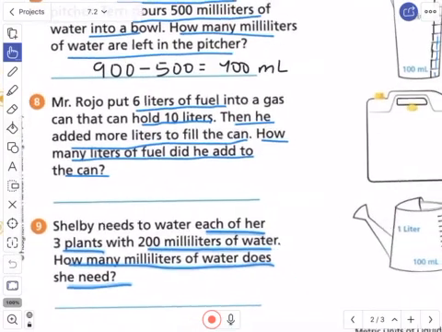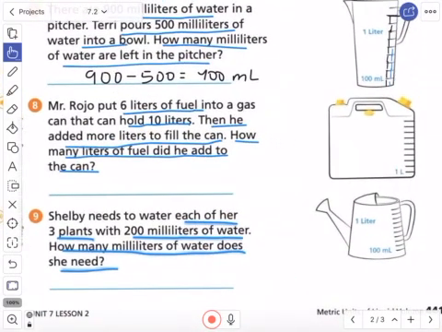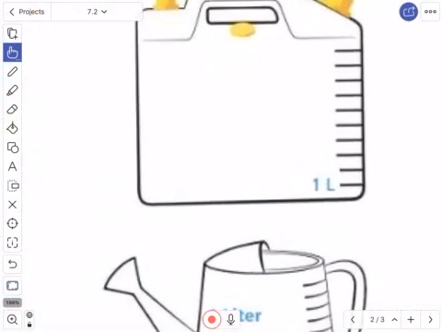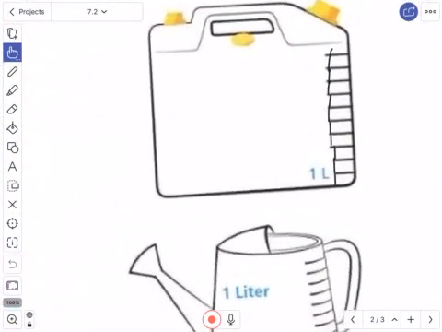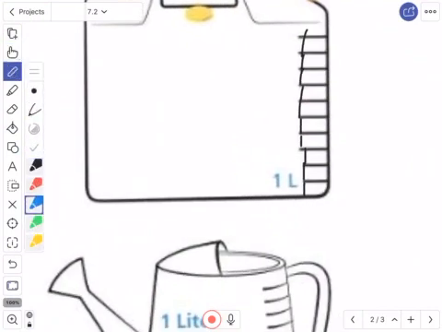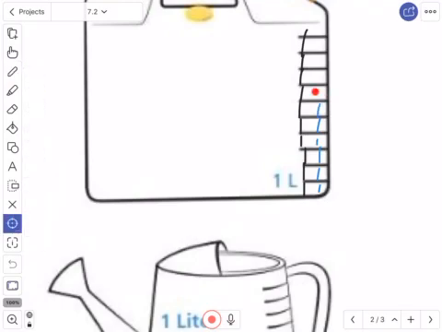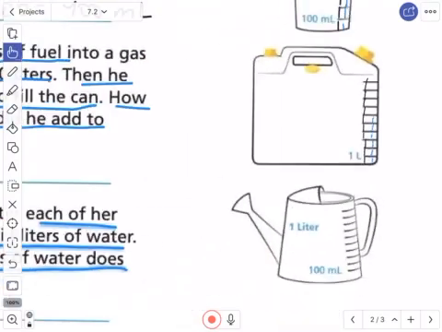Number 8, Mr. Rojo put 6 liters of fuel into a gas can, and that can hold 10 liters. Okay, so I'm going to do my counting here first again. So 1, 2, 3, 4, 5, 6, 7, 8, 9, 10. So it is 10 to the top. So he already put 6 in. 1, 2, 3, 4, 5, 6. And I can count how many are left then. 1, 2, 3, 4.